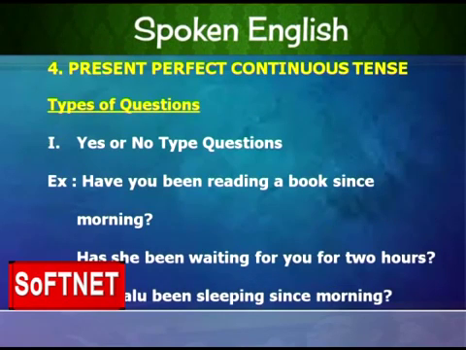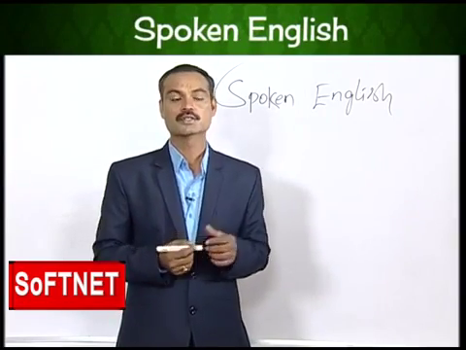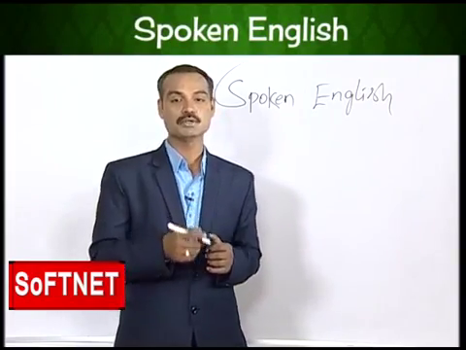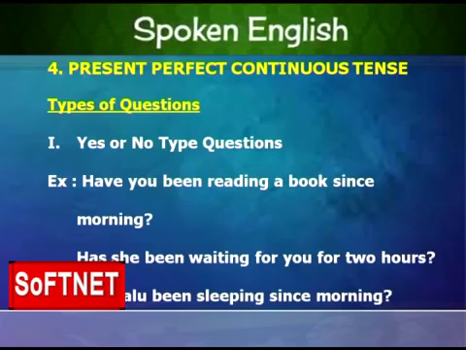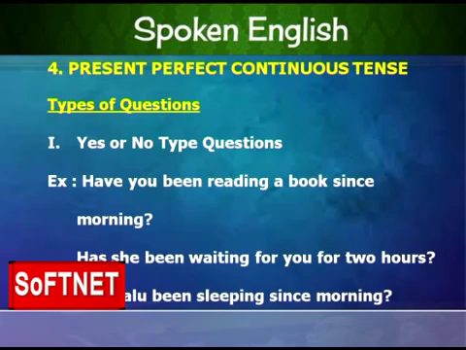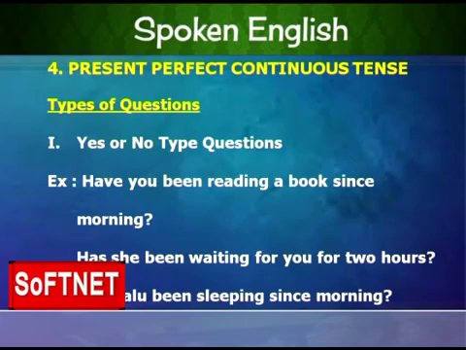Now let's learn types of questions. Okay, in this tense also, in present perfect continuous tense also, there are 2 types of questions, yes or no type questions and WH type questions. Okay, see here yes or no type questions. One example is there, have you been reading a book since morning? Or you can change, have you been reading a book since 8 o'clock or since 2 o'clock, or have you been reading a book for 2 hours, or for 2 days or for 2 months or for 1 year. You can use any time. Okay, have you been reading a book since morning? This is yes or no type question.